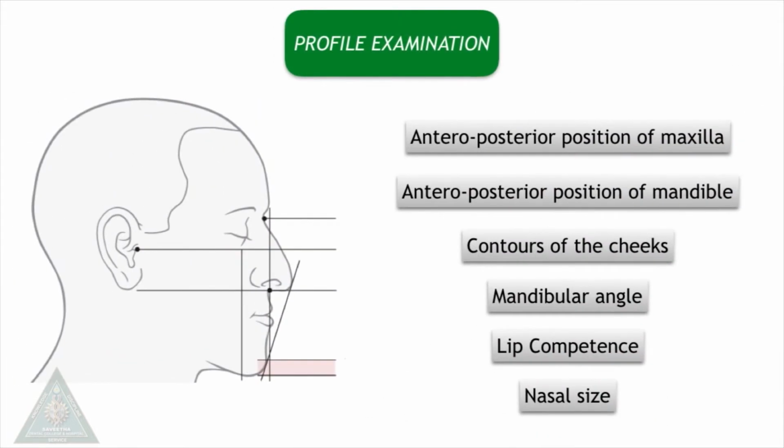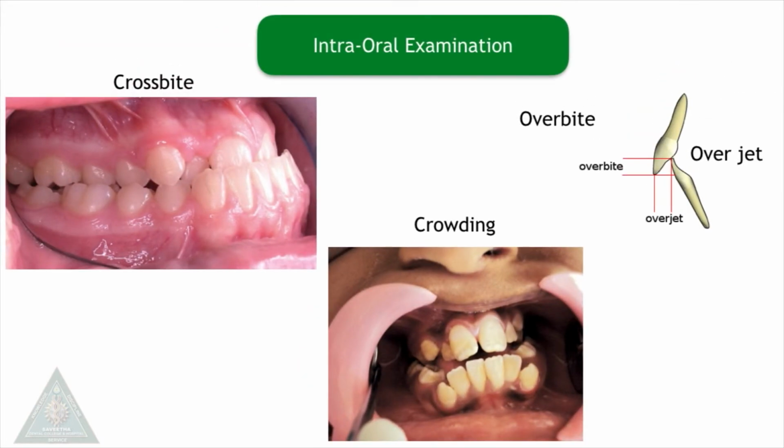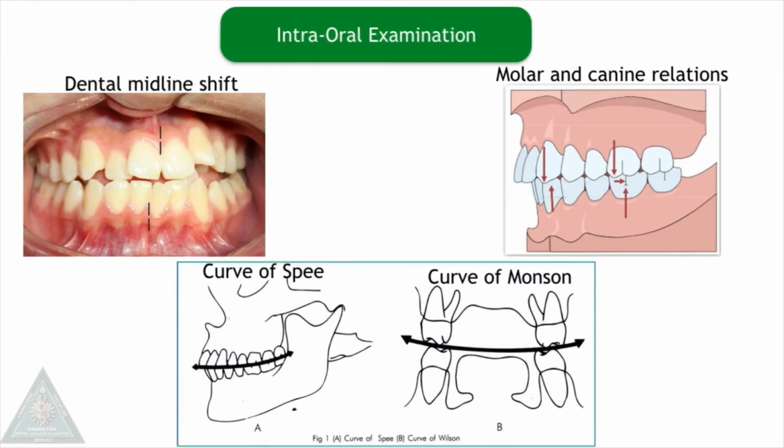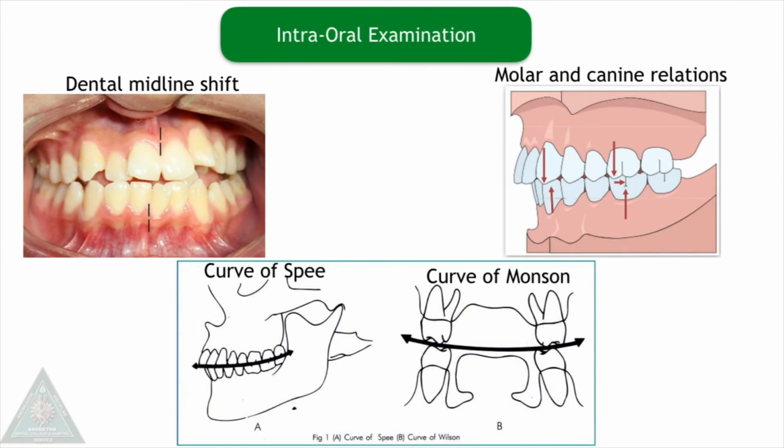In a profile examination, the anteroposterior position of the maxilla and the mandible, the contours of the cheeks, the mandibular angle, the lip competence and the nasal size are noted. Intraorally, cross bites, overbite, overjet, crowding. Is there any dental midline shift? Molar and canine relations are noted and the curve of Spee and the curve of Monson are checked.